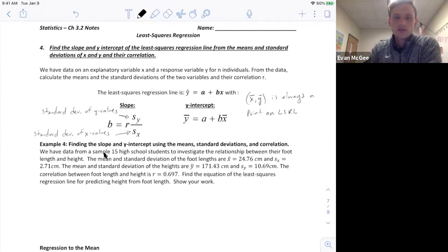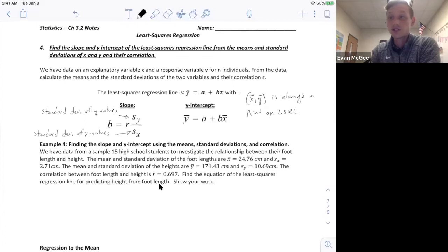So we have data from 15 high school students to investigate the relationship between their foot length and their height. The mean and standard deviation of the foot lengths are 24.76 centimeters and 2.71 centimeters. The mean and standard deviation of their heights, which is the response, is 171.43 and a standard deviation of 10.69 centimeters. The correlation between the foot lengths and heights is 0.697. Find the equation of the regression line for predicting height from foot length.